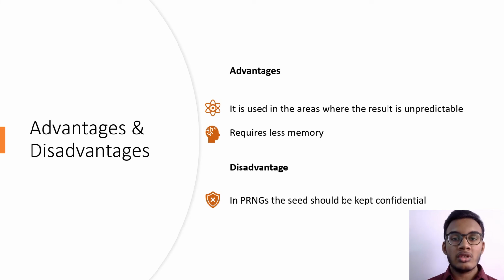The advantages of the random number generator. It is very difficult to predict the number, so it is the best cryptographic technology. It requires very little memory, but the only disadvantage is that in the pseudo-random number generator, we use a seed value, and it is very important to secure this seed value.